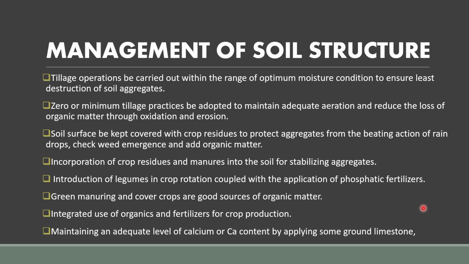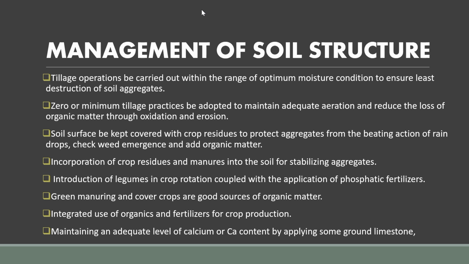So for increasing the nodules, we have to increase the root growth. For that, we are applying the phosphatic fertilizer. So introduction of legumes in the crop rotation coupled with the application of phosphatic fertilizers is necessary. So in crop rotation, include the legumes. The next is that green manuring and cover crops are a good source of organic matter. Just use green manure crops and cover crops for addition of organic matter.